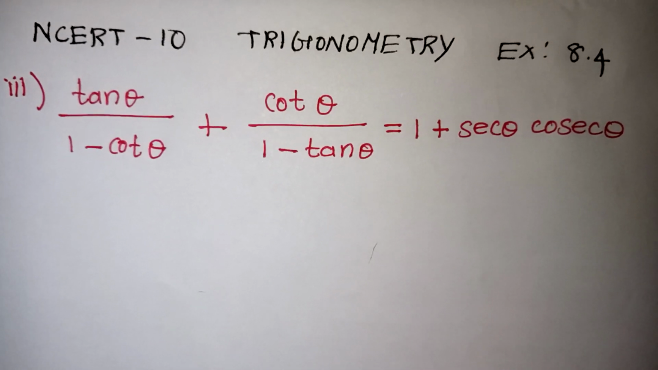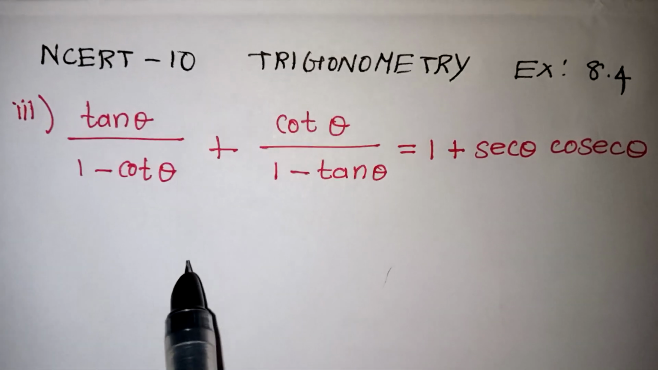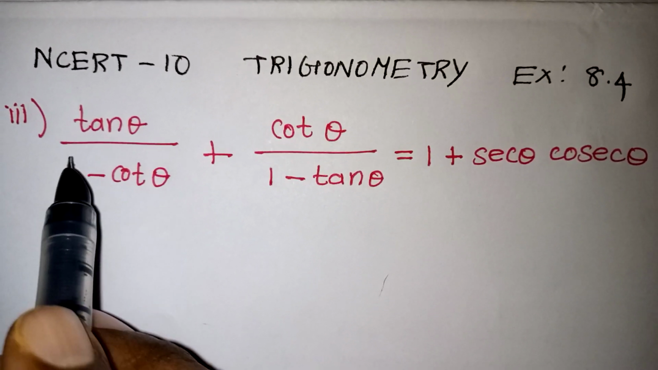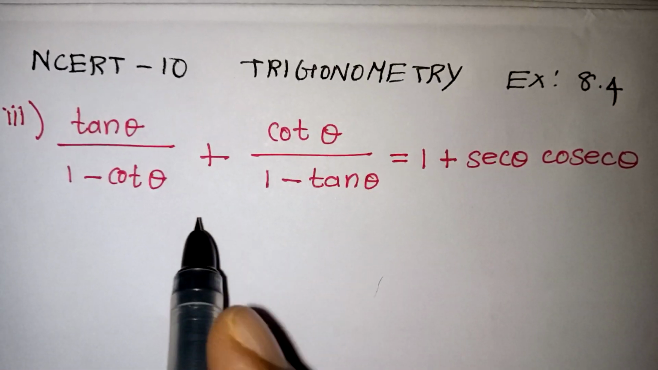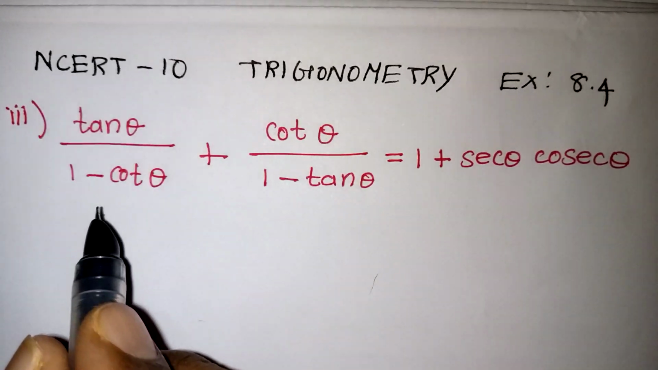Hi students, in this video we are going to learn question number 3 from exercise number 8.4. So look at this problem. Everything in terms of sine and cos. First I am going to make everything in terms of sine and cos, that is given as a hint in your book.